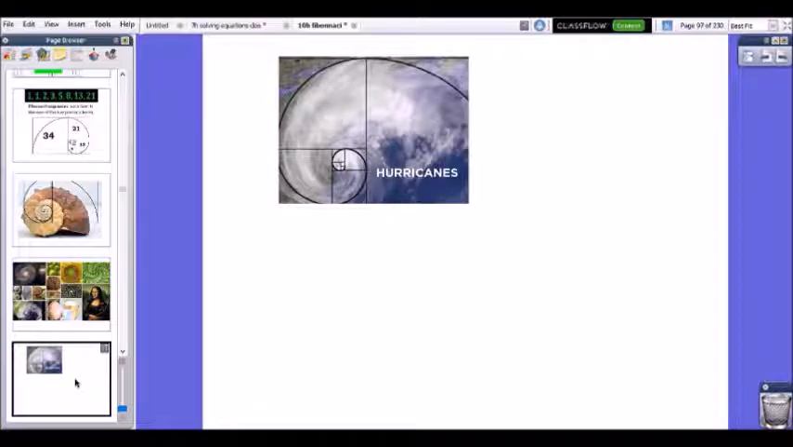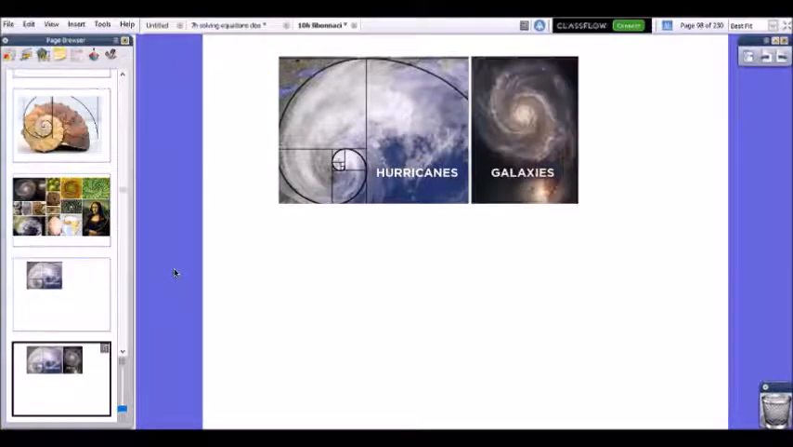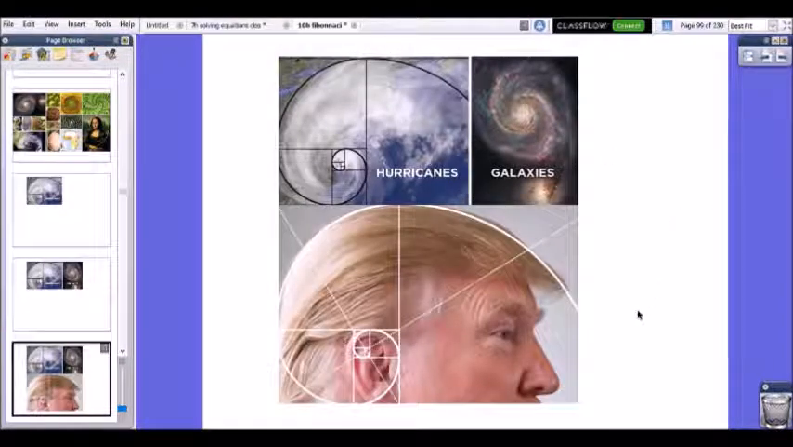Okay, so if you go on to study maths at university, you'll understand that the golden ratio helps govern natural things we see in the universe, like hurricanes. So you also see the golden ratio in galaxies, and you'll also see the golden ratio in Donald Trump's head.